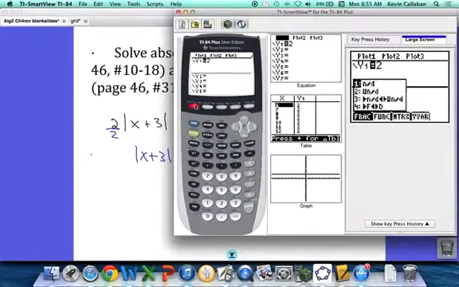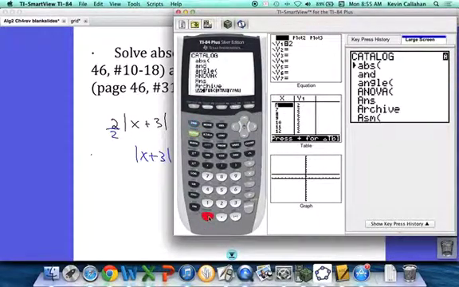You could go second, and then go down to the catalog, and catalog is on 0. And it's a list of all the functions in the calculator, and ABS happens to be the very first one. So that actually may be the quickest way to find it, is just go to the catalog. It's the first thing right there. But one way or the other, you get it, right?